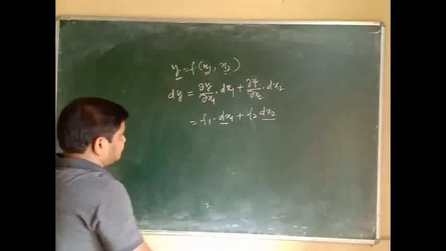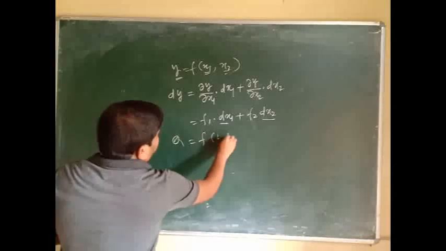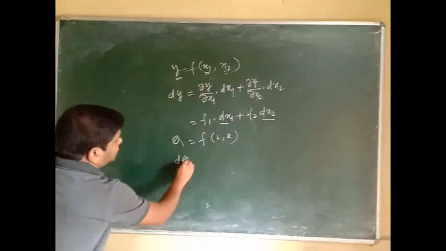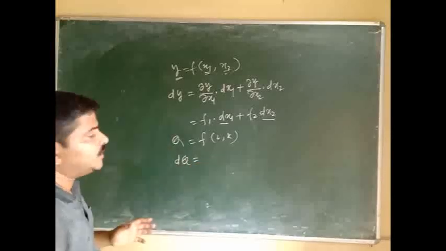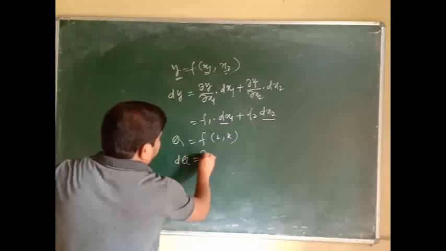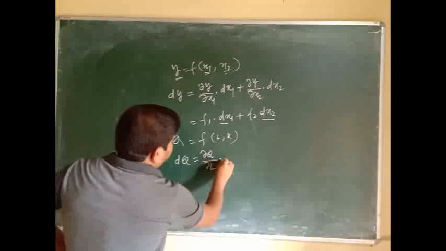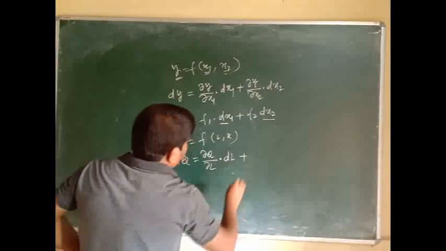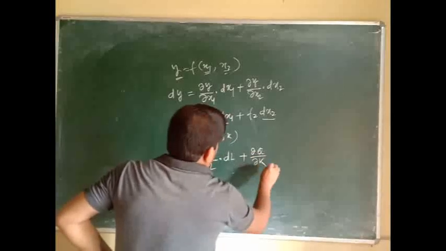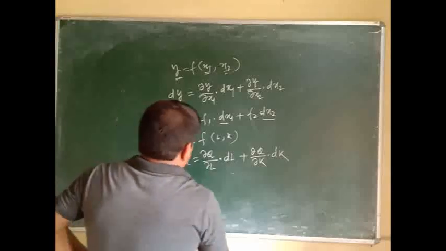Now suppose in your production function, q is a function of labor and capital. Now you want to know the total change in output when there is a simultaneous change in your labor and capital. Then, following this formula, del q by del L into dL plus del q by del K into dK. So what is this?